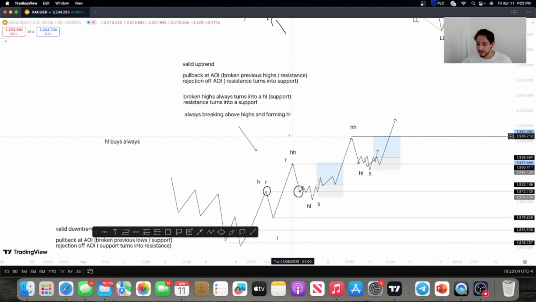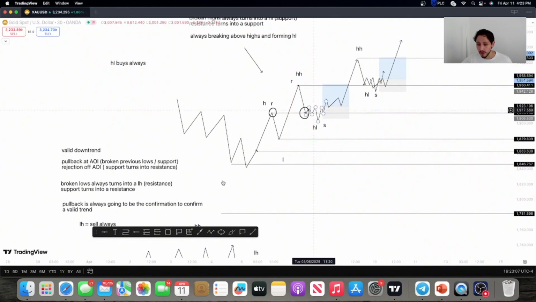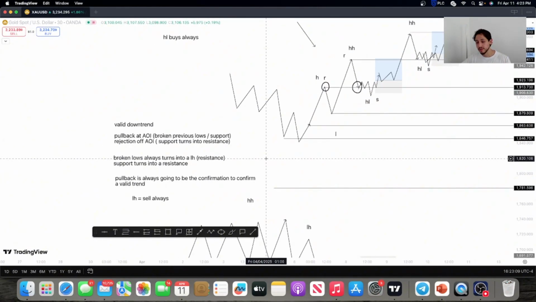As you guys can see, it is very, very easy to understand this type of concept. These are just confirmations that you guys need to understand and really master, right? Because this is how you guys are going to come into the market and identify already a switch of trend, broken structure, and a valid trend, right?